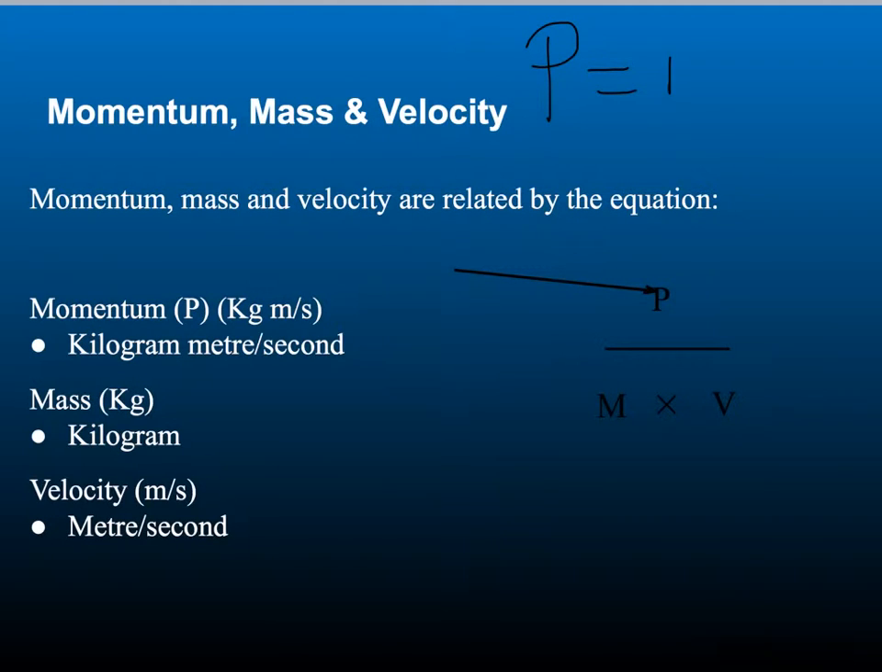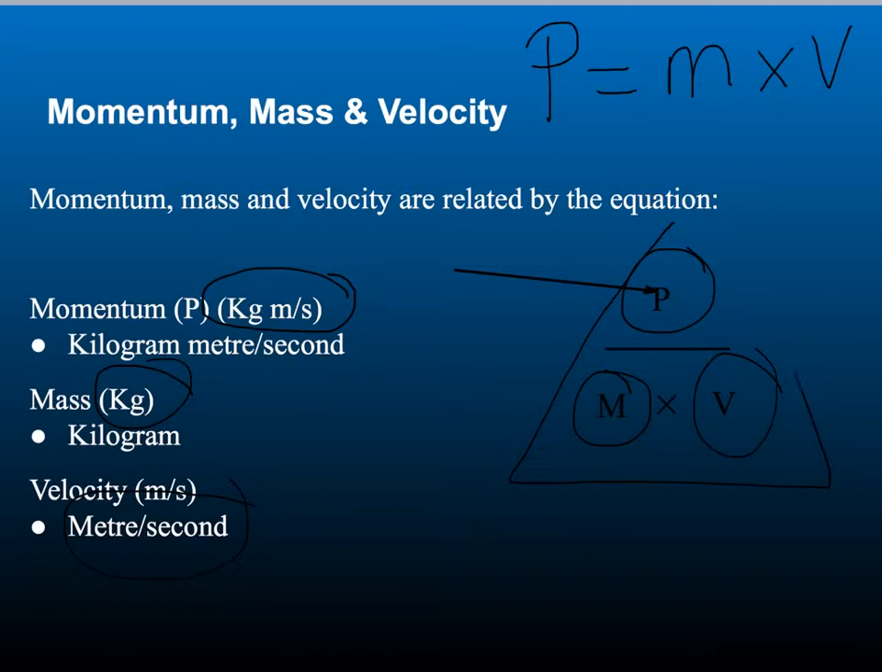If we want to calculate momentum, we need to use this equation. Momentum equals mass times velocity, using the symbol P for momentum. The units for momentum are kilogram metres per second, and then we have mass, whose symbol is m, its units are kilograms, and then we have v for velocity, whose units are metres per second. If I put this equation into a triangle, then it allows me to rearrange it to work out any quantity within that equation.